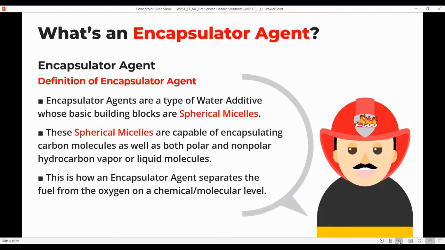That micelle is capable of encapsulating both carbons and hydrocarbons, both polar and non-polar, in the liquid and, more importantly, in the vapor state. So we actually have the ability to encapsulate flammable gases, rendering those gases non-flammable. We do that by chemically binding onto the hydrocarbon molecule, separating it from the oxygen on a chemical molecular level.